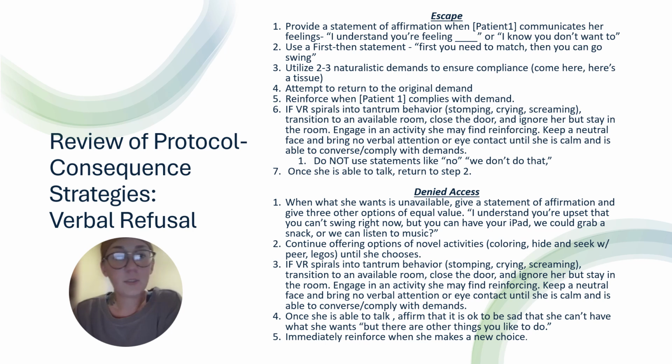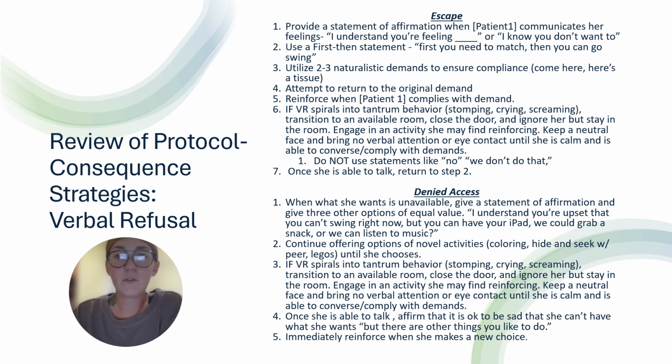So, reviewing the protocol consequence strategies for verbal refusal. First, we're going to give a statement of affirmation: "I understand how you're feeling." Then using a first-then statement, then utilizing 2 to 3 naturalistic demands to make sure we have compliance. Number 4, attempt to return to the original demand. Reinforce her when she complies with the demand. Caveat with that, if it does spiral into tantrum behavior, we're going to transition to an available room and engage in planned ignoring. And planned ignoring does not include using statements like "no, we don't do that." And then once she is able to talk, return to step 2.